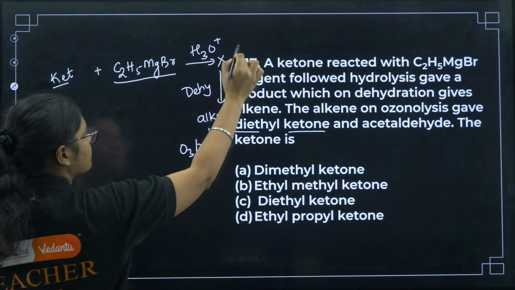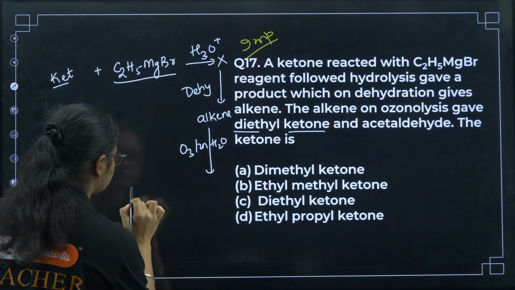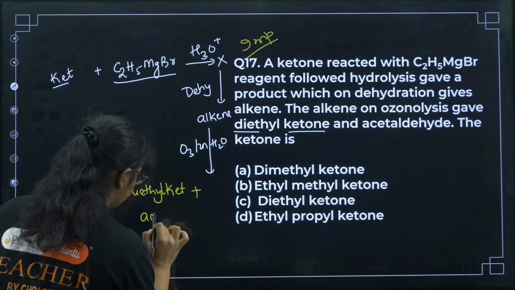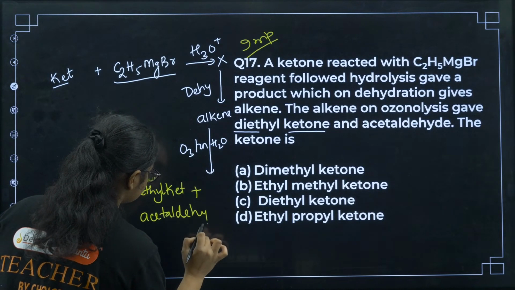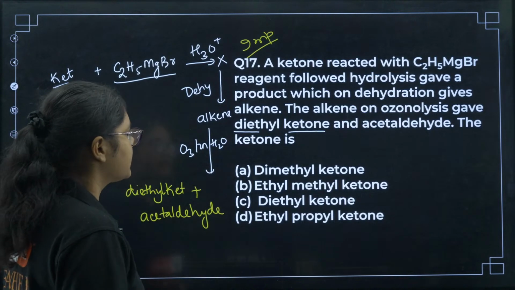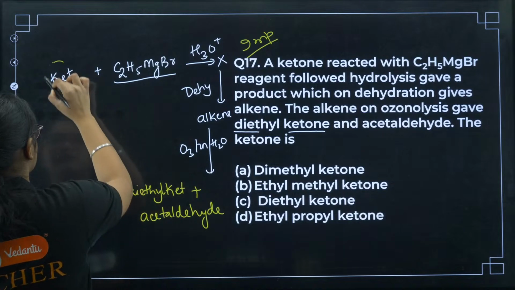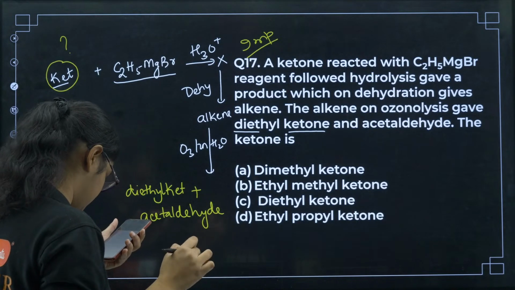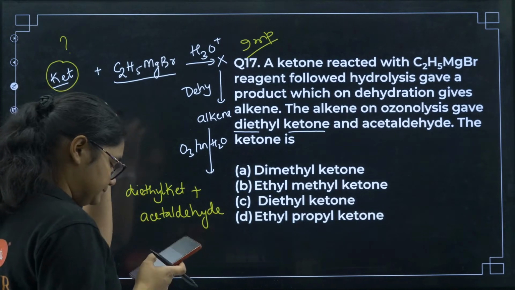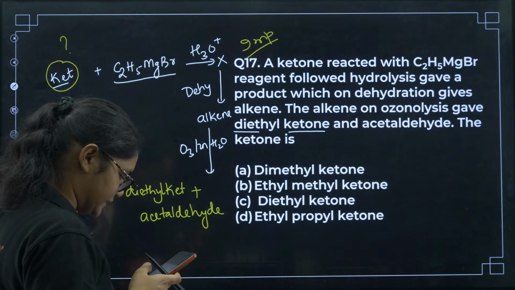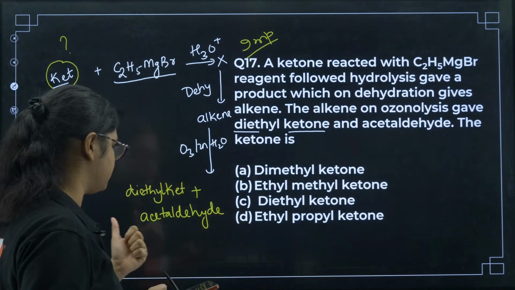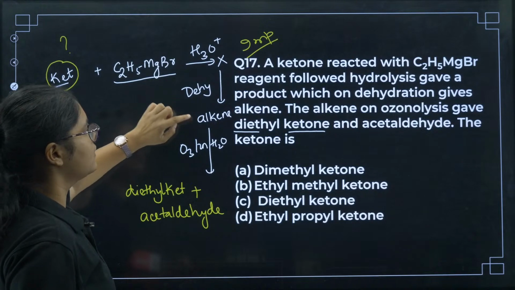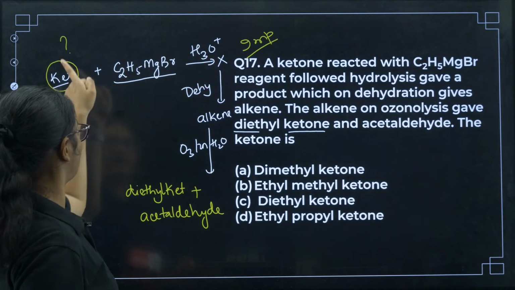Yes, this is a very important question. Let me see who is giving the correct answer. It gives you diethyl ketone plus acetaldehyde. You have to find this ketone. Anyone answering? Question number 17. Please try this question. This is a little important question; you have to work on this a little. You have diethyl ketone and acetaldehyde. From that you can get the alkene, from that the alcohol, and from that the ketone.